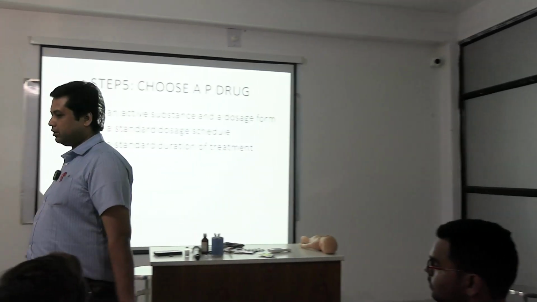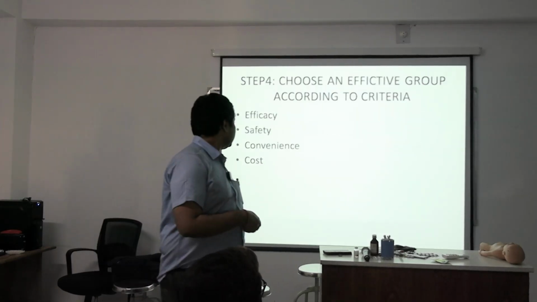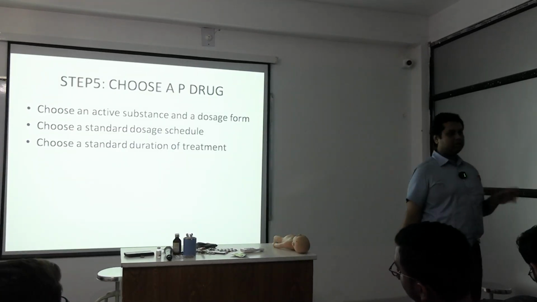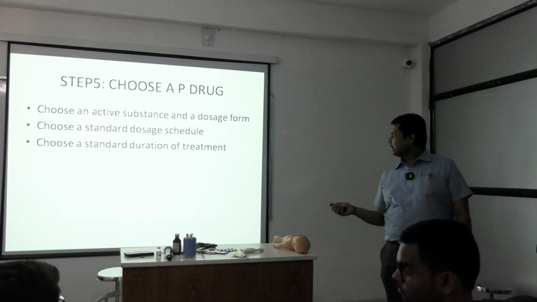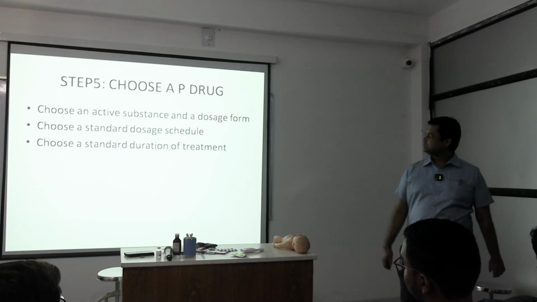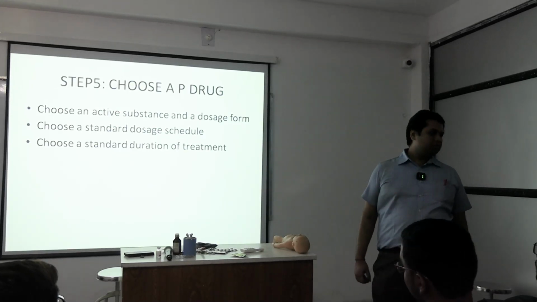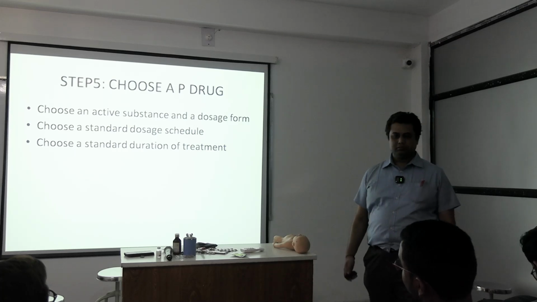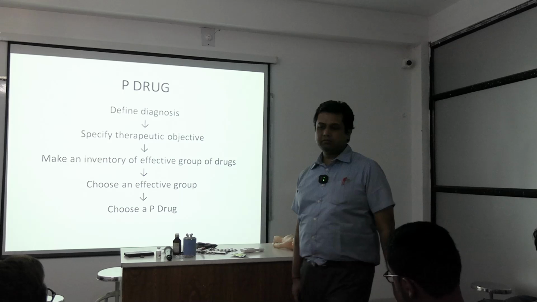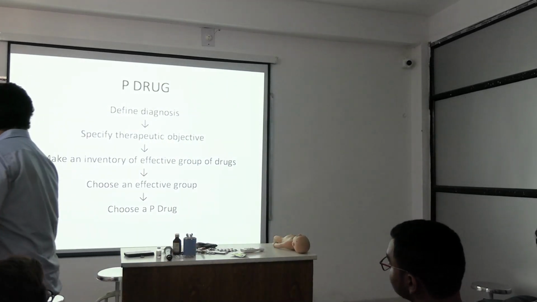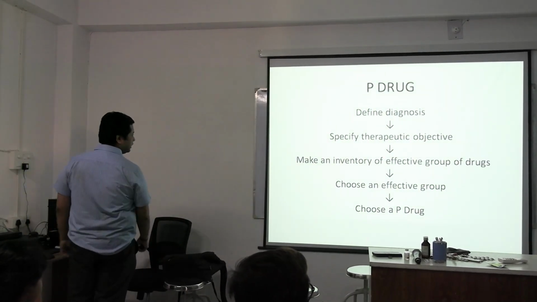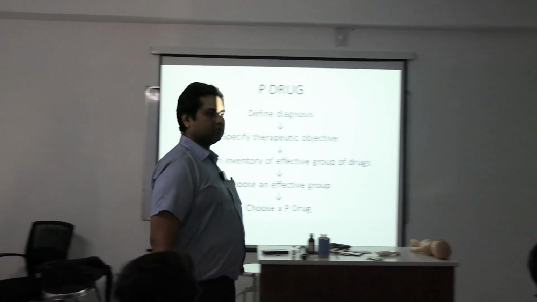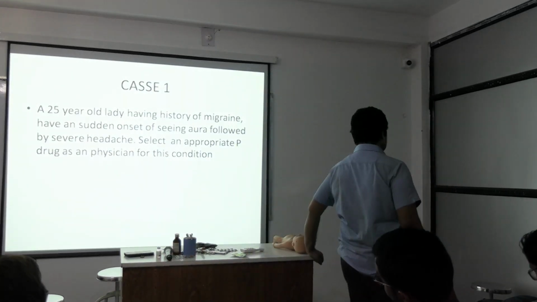Choose a proper P drug. From that group, earlier it was group, now it is the individual drug. তাহলে drug what to choose? Active substance, dosage form, standard dose schedule, standard duration of treatment, ঠিক আছে, so everything comes under P drug. So let's go schematic form: define diagnosis, specify therapeutic objectives, make inventory of the effective group of drugs, choose an effective group, choose the P drug, ঠিক আছে. So let's have an example.